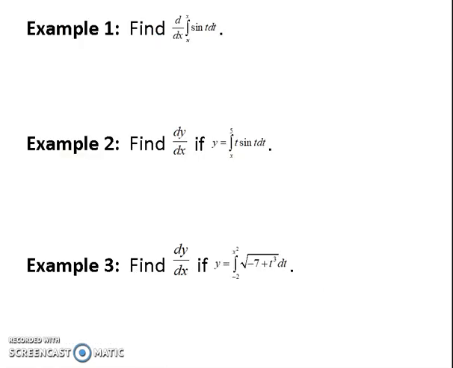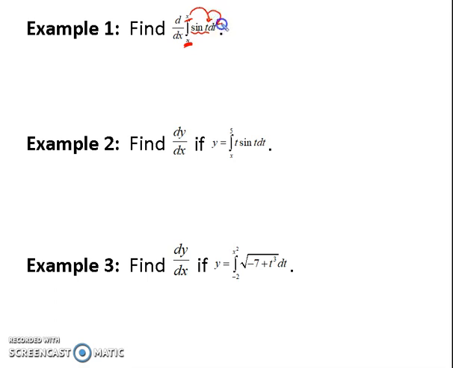So for example, we want to take the derivatives of these integrals. My first example here, number 1, I want to find the derivative with respect to x of the integral from pi to x of sine of t dt. Notice that this is a numerical value, and this is a variable. If that's the case, then your derivative is simply to take this and replace it with whatever the variable is.